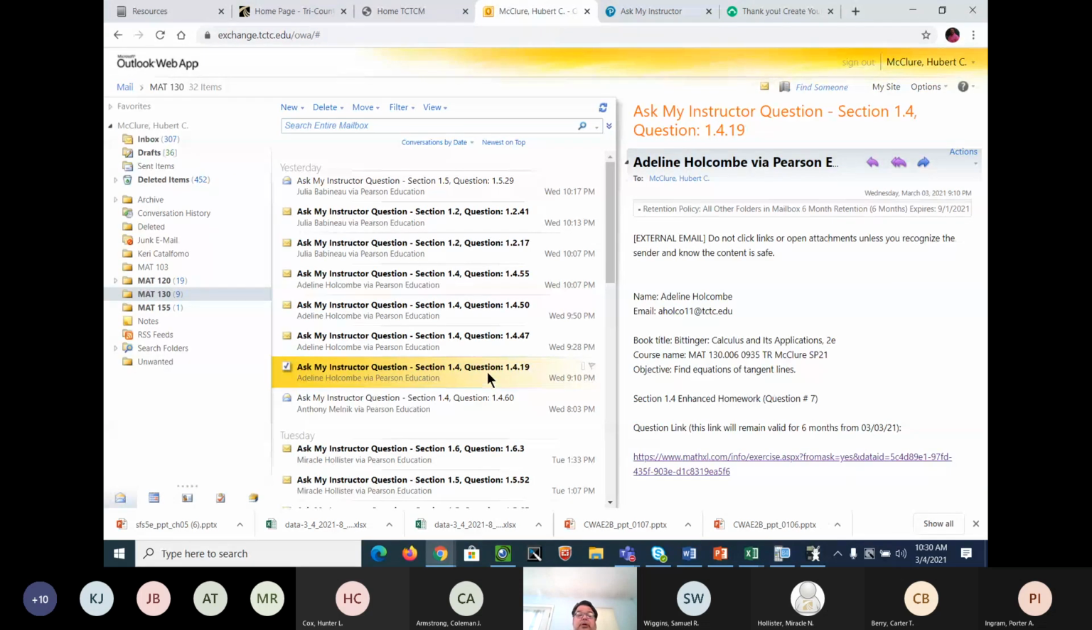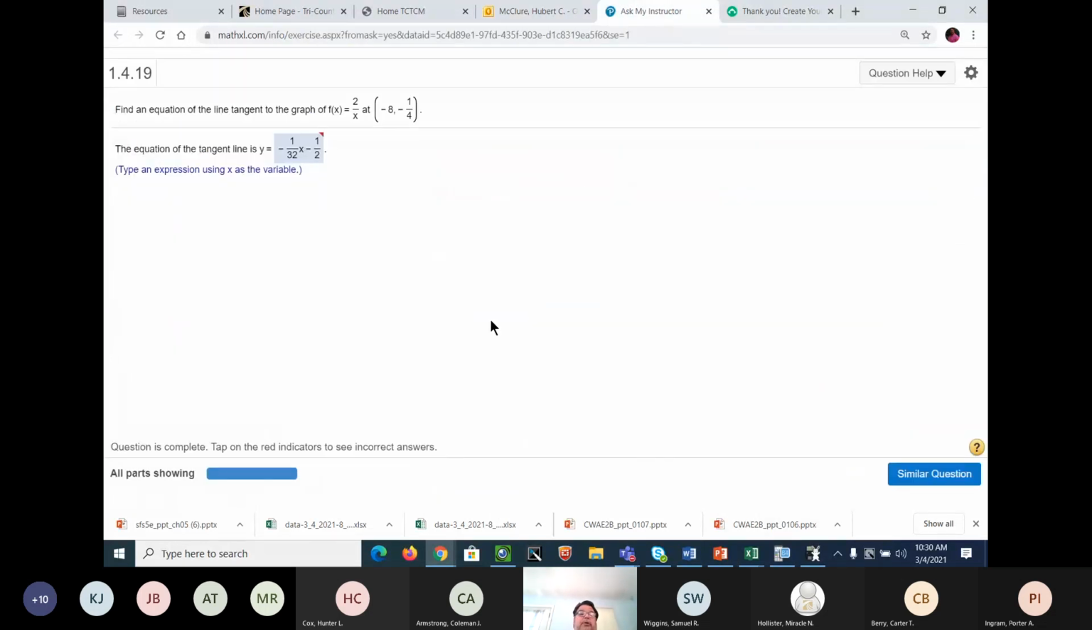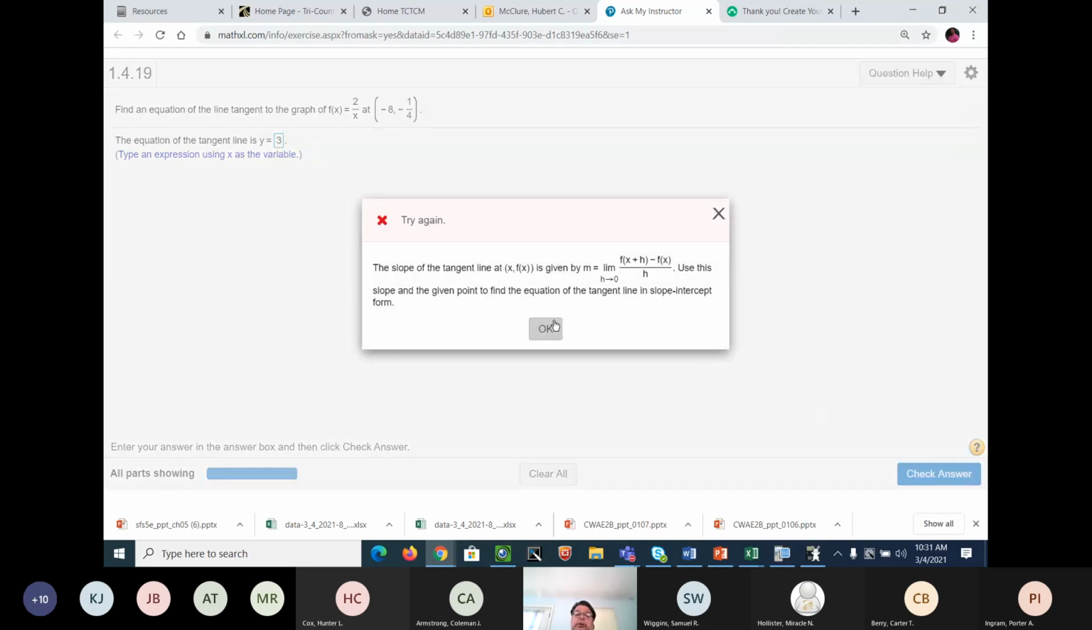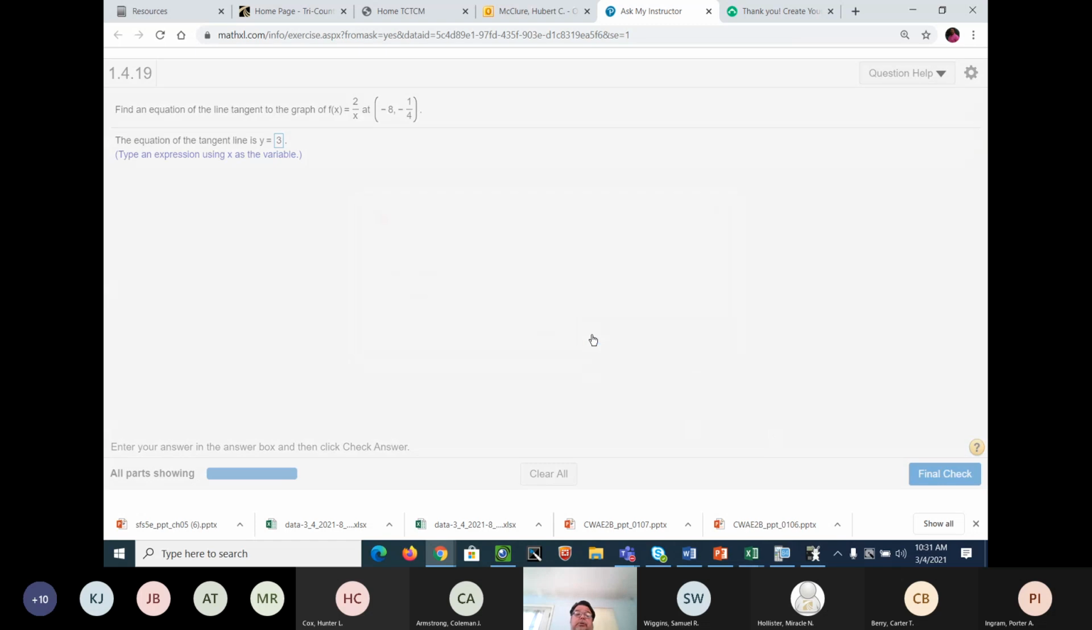Number 19. There's not another one, so for your benefit, I'm going to hit similar. And it didn't change anything, did it? 2 over x. No, it didn't. 3, 3. Similar. There we go. All right, you do that one. You'll have 2 in your notebook, in your handy dandy notebook.